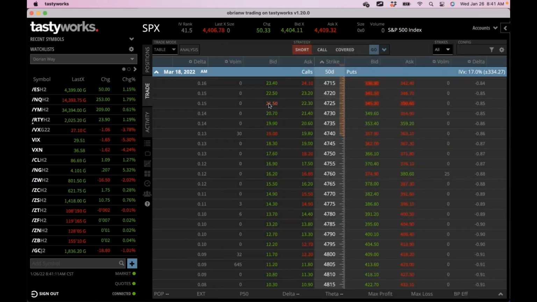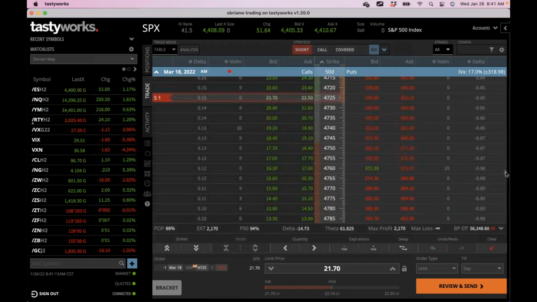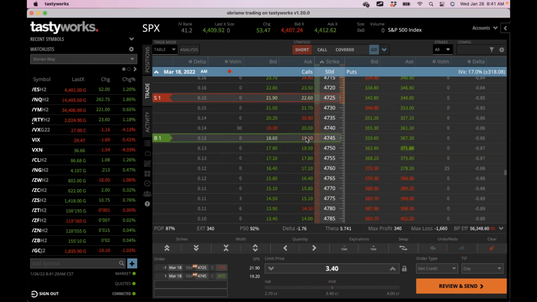So I'm going to sell this 15 delta here, and let's say I get a little bit more aggressive and decide to do a 20-point wide spread, usually the widest type of spread we want to do on stock options. This is a stock option. So if we did this here, we would get 330.